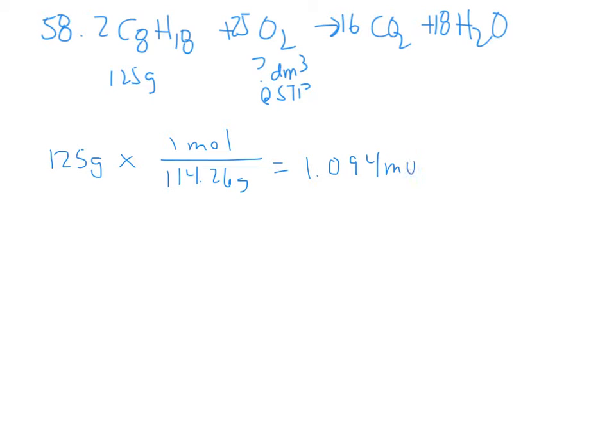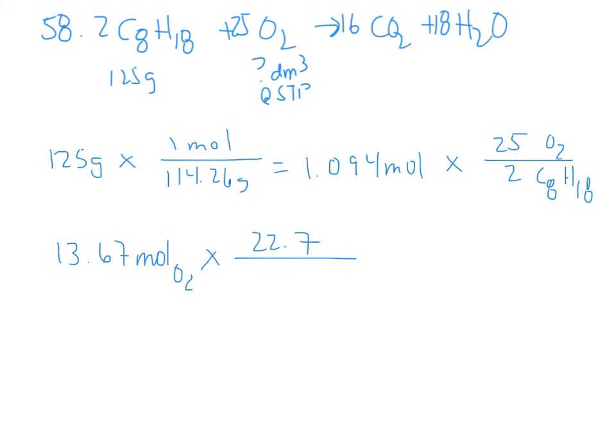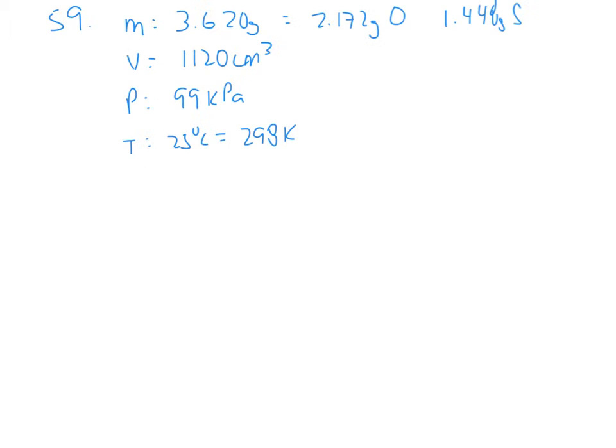1.094 moles of octane. But octane and oxygen occur in a 25:2 ratio, or 12.5 to 1. So now if I multiply that by 12.5, I've actually got 13.67 moles of oxygen, and because it's at STP, I know there's 22.7 liters per mole, which gives me a volume of 310.4 decimeters cubed.